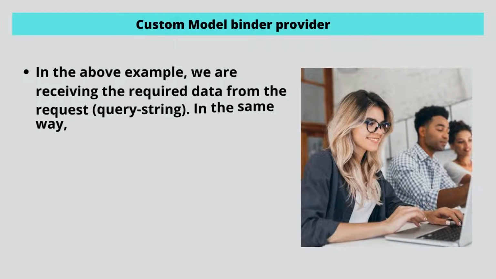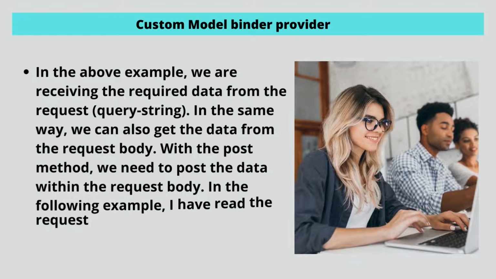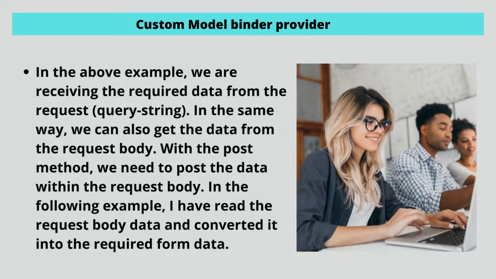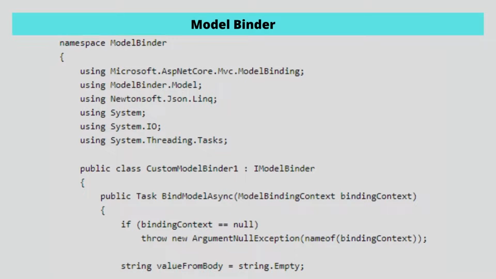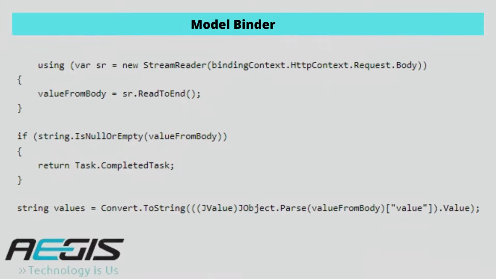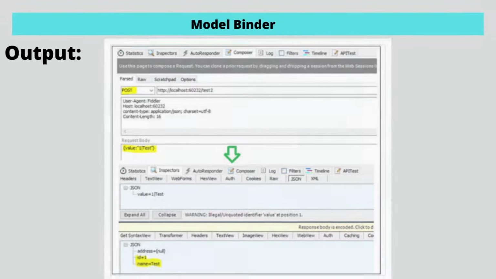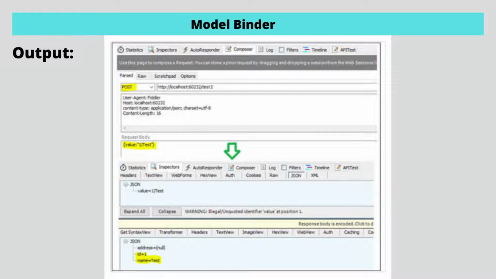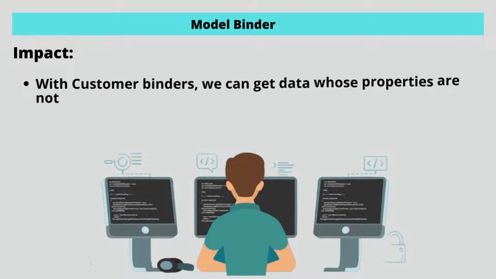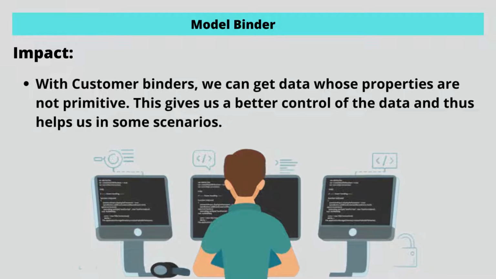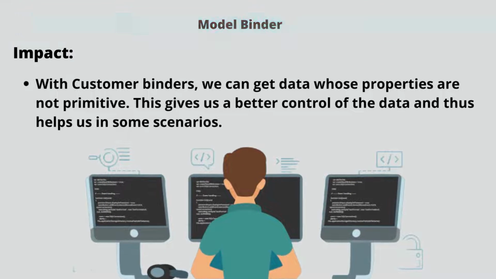In the above example, we are receiving the required data from the request query string. In the same way, we can also get the data from the request body. With the POST method, we need to post the data within the request body. In the following example, I have read the request body data and converted it into the required form data. Here in this image you can see the output for the request body data converted into the required form data. With custom binders, we can get data whose properties are not primitive. This gives us better control of the data and thus helps us in some scenarios.